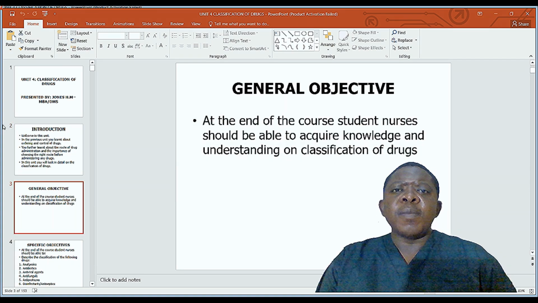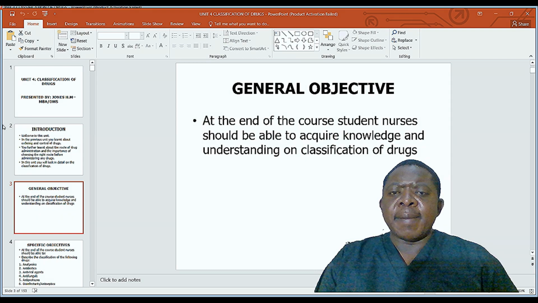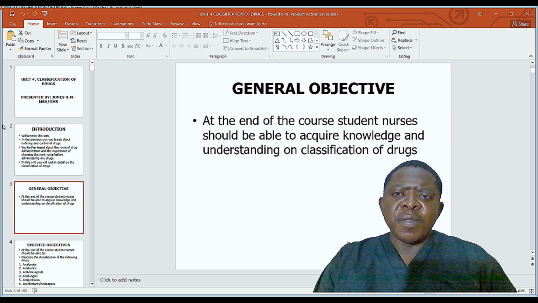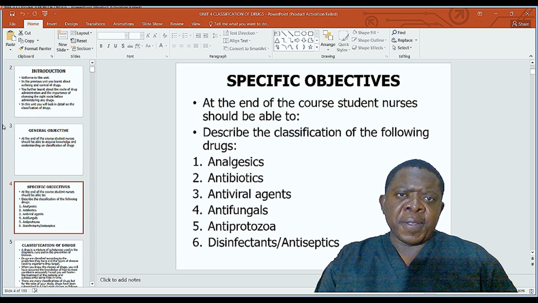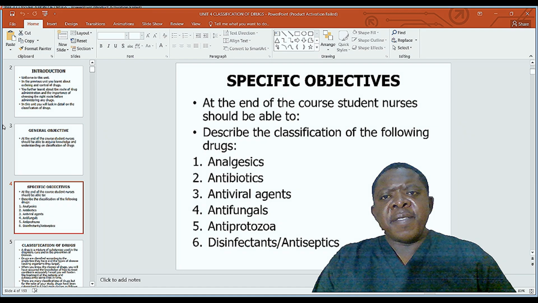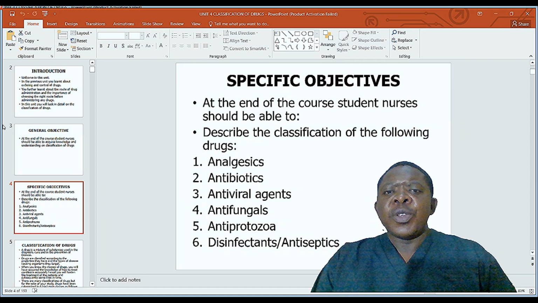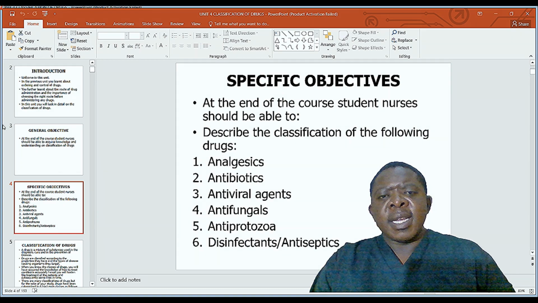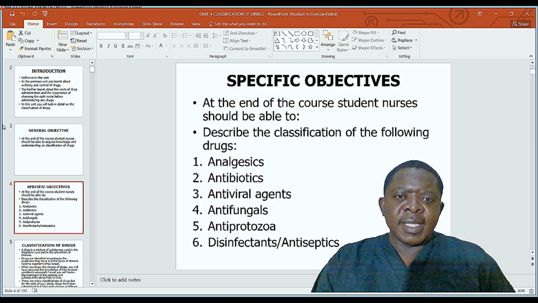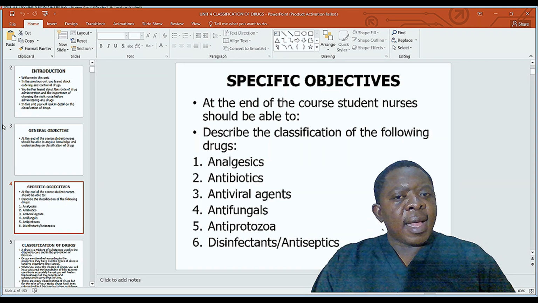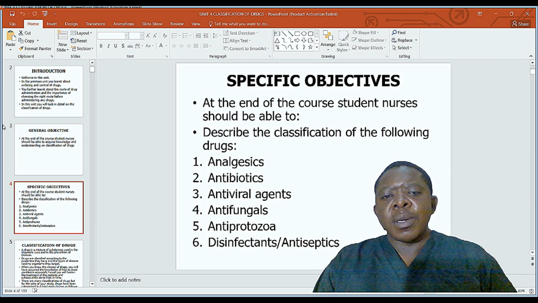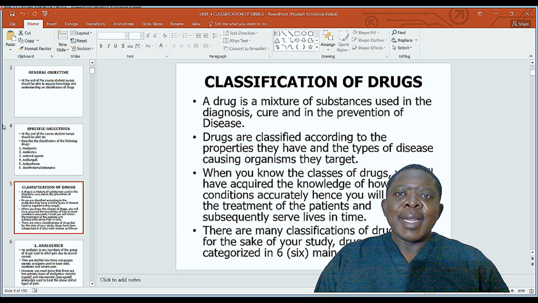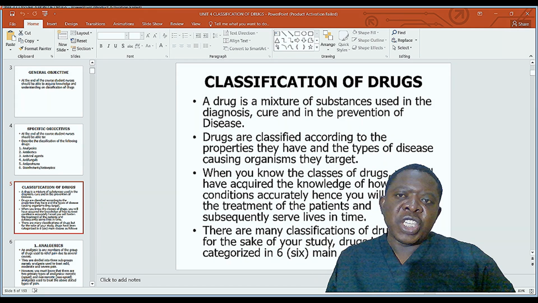The general objective of this lesson is that by the end, you should be able to acquire the knowledge and understanding of classification of drugs. The specific objective is that you should be able to describe the classification of the following drugs: analgesics, antibiotics, antiviral agents, antifungals, antiprotozoa, disinfectants, or antiseptics. So let us now start looking at classification of drugs.